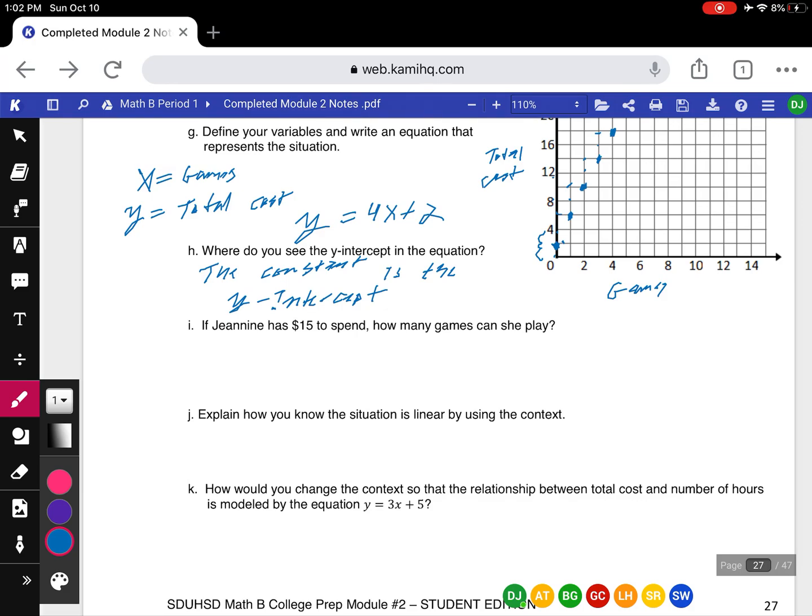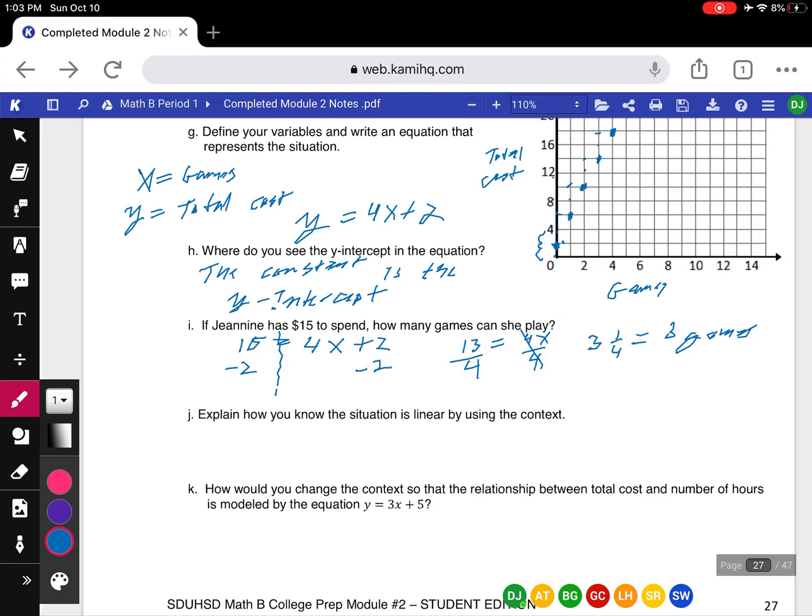So if Janine has $15 to spend, how many games should she play? So she has $15, and it's $4 per game, plus $2 for shoes. So now I can go ahead and solve this. I'm going to start by subtracting 2 on both sides. This would give me 13 is equal to 4x. And when I divide both sides by 4, I'm going to have 3 and 1/4. Now you can't play 3 and 1/4 games. They charge you by game. Therefore, you can only play 3 games.